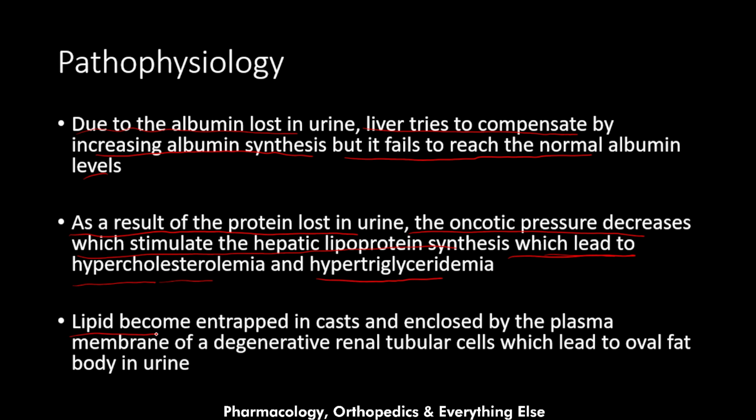And lipid become entrapped in casts and enclosed by the plasma membrane of the degenerative renal tubular cells, which lead to oval fat body in the urine. So as a result of the hyperlipidemia, the lipid would be entrapped in casts, so you would find a lipid cast and an oval fat body in the urine examination.